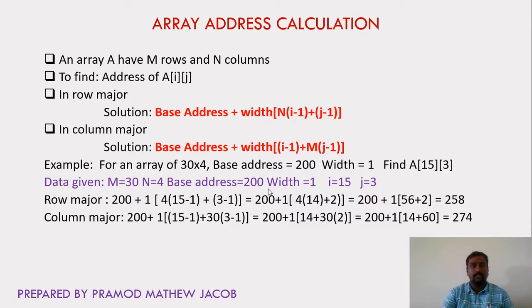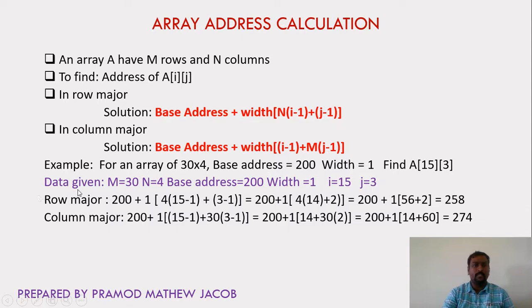Let's understand this with an example. For an array of size 30 by 4, the base address is 200, width is 1. Find the address of a[15][3] in row major and column major scheme. So the data supplied here are m is 30, n is 4. m and n represent the number of rows and columns in the array. Base address is directly given as 200, width is directly given as 1. We want to find out a[15][3], that is i represents 15, j represents 3.